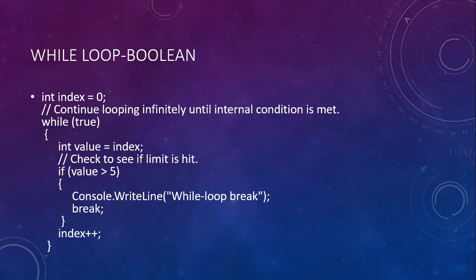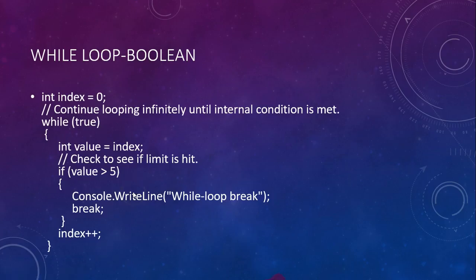Otherwise, I'm just going to have to do index plus plus because I'm going to increment the value of index. So this one's going to start at 0. It's going to go through. 0 is not greater than 5, so it's going to increment it. Then it's going to come back to the top here. It's going to see, okay, value is now 1. I'm going to keep cycling through until the condition has been met.